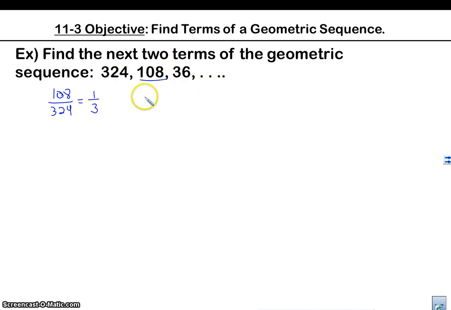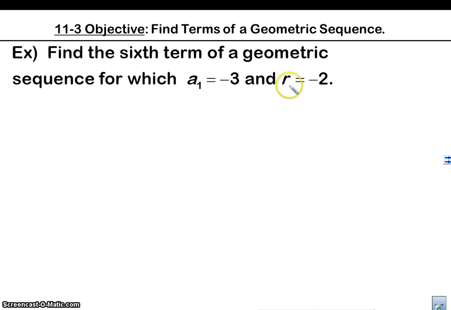So all I'm going to do is take 36 divided by 3, and then I'm going to get 12. Okay, so that's my next term. Then I'm going to take 12, divide that by 3, and I'm going to get 4, and that's my next term. So these are the next two terms. Easy as that, guys. If I really want to find the next one, 4 divided by 3 is 4/3, so I end up in fractions now. Let's take a look at another example.